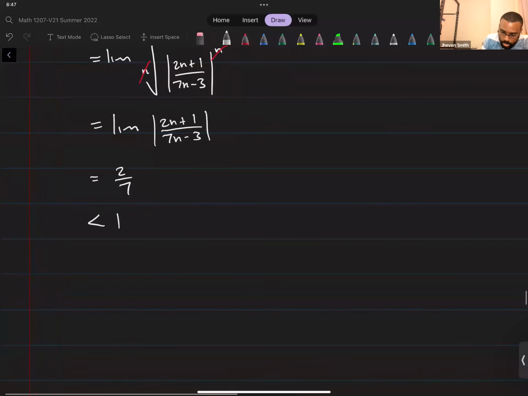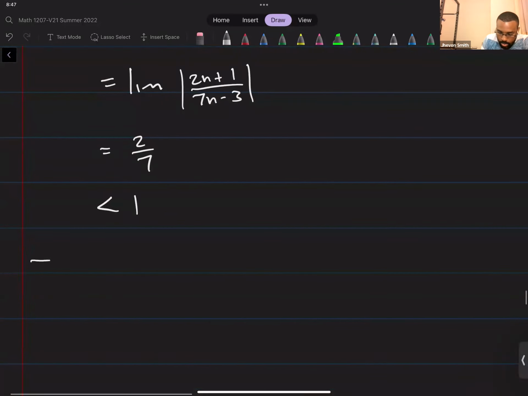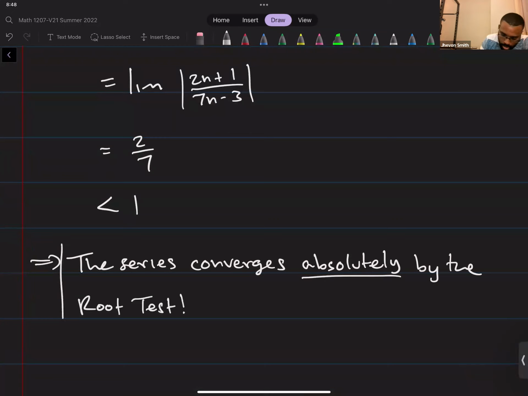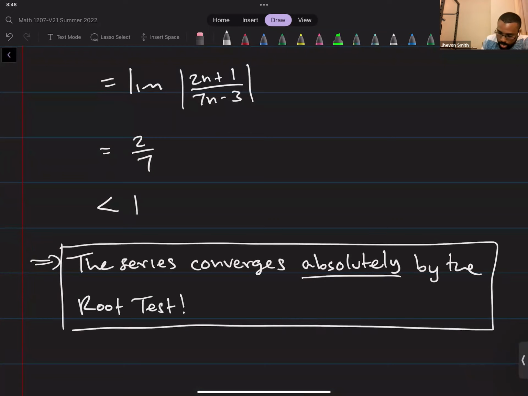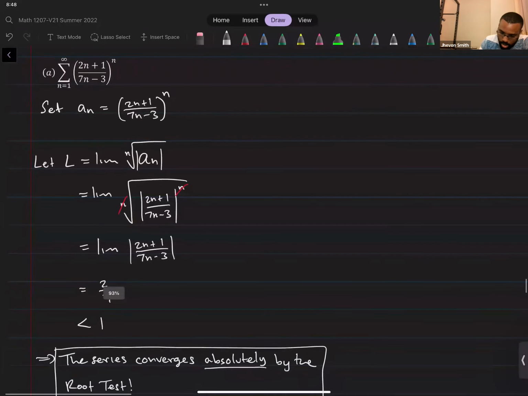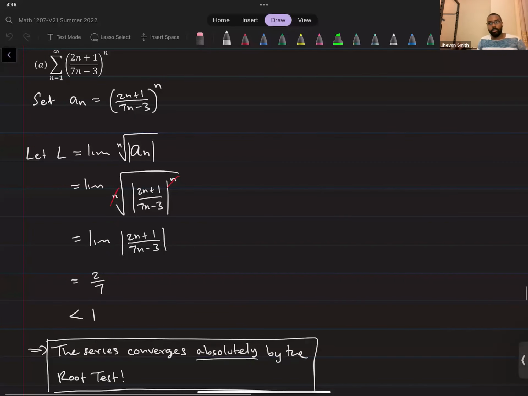So we can say the series converges absolutely by the root test. And it's just called the root test because you take the nth root. So the root test is particularly convenient if you have something raised to the nth power. And then you can do the root test.